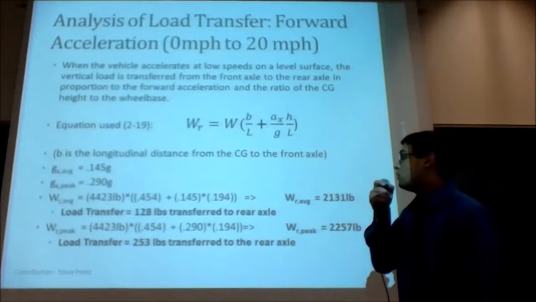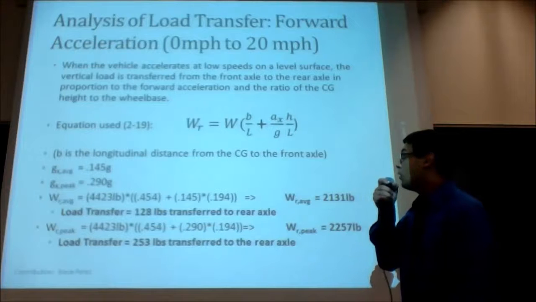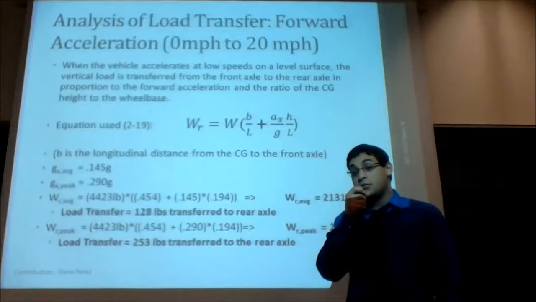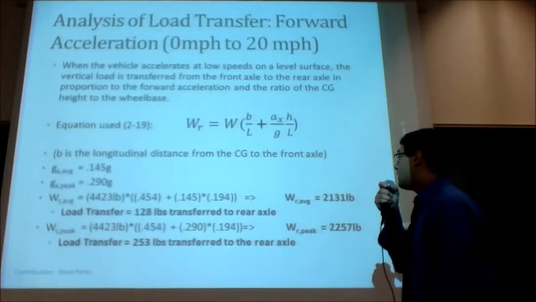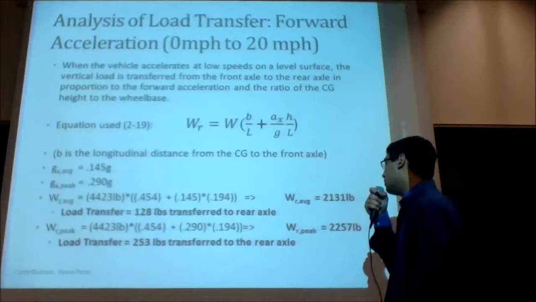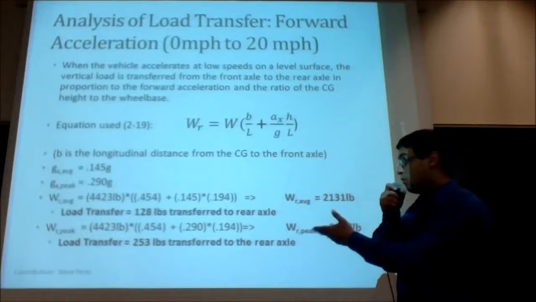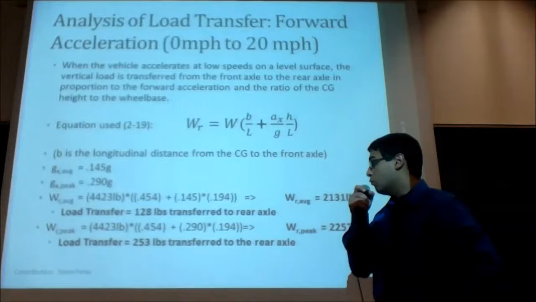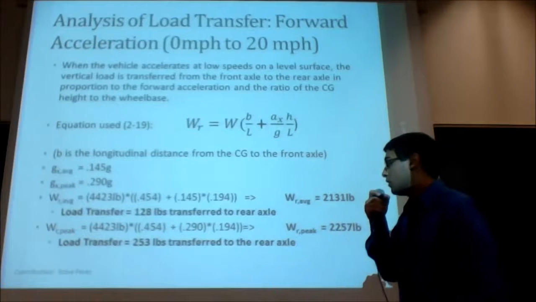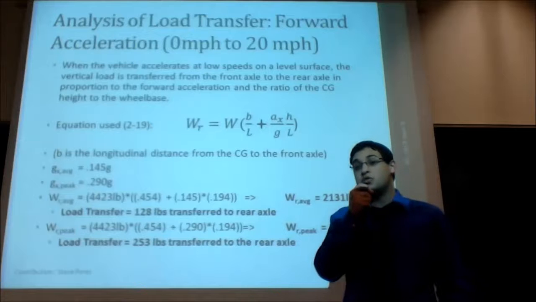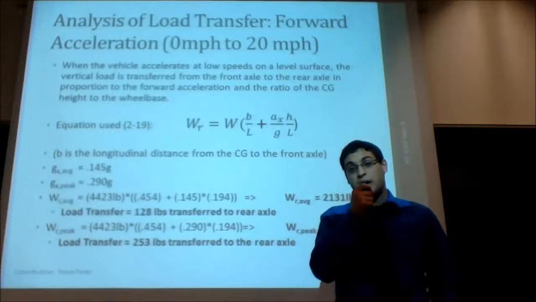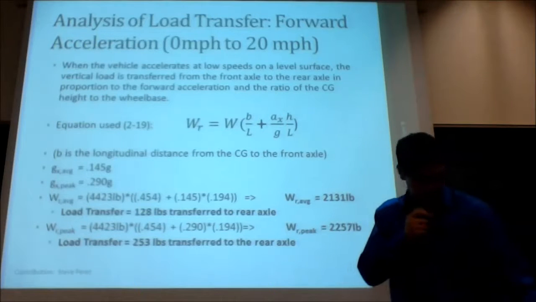So during these seconds that we were accelerating, a G-force of 0.145 was found to be our average G-force accelerating from 0 to 20. That calculates W sub R, or weight on the rear axle, to be 2,131 pounds. From the static, the rear force is 128 pounds greater than what it was. And our peak value was a 0.290 G-force, which averaged out to be a 253 pound transfer to the rear axle.